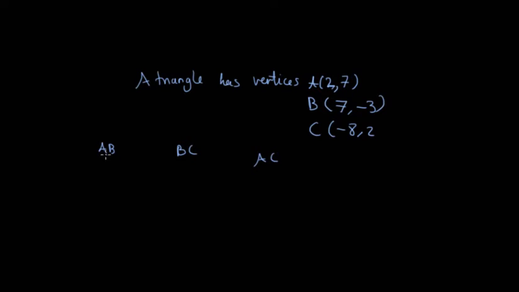So AB is going to be the square root of the difference of the x coordinates, so it's 7 take away 2, squared, plus the y coordinates, -3 minus 7, squared, which is going to be the square root of 125.